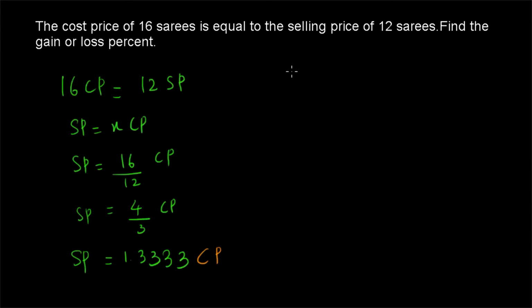So what do we get? It is greater than 1, where X is greater than 1. So it is a gain percentage. And what will be the gain percentage? This number into 100. So what will be our answer? Gain percentage is equal to 33.33 percent.